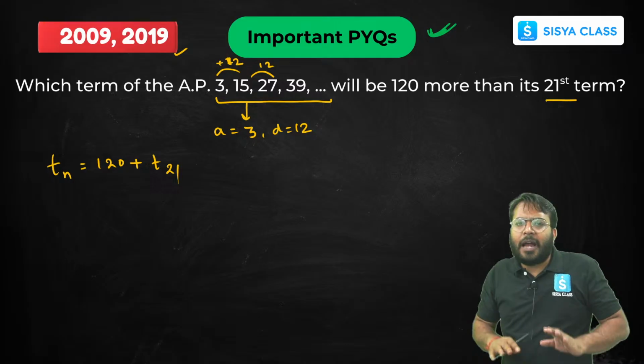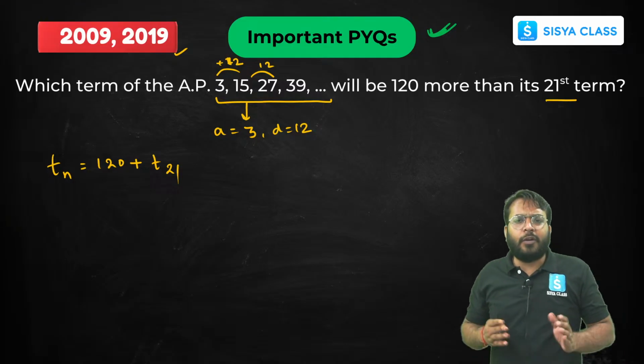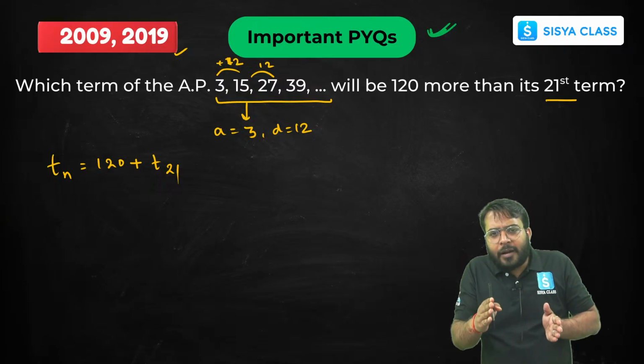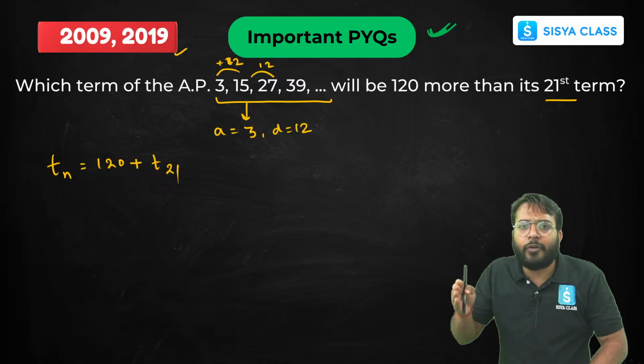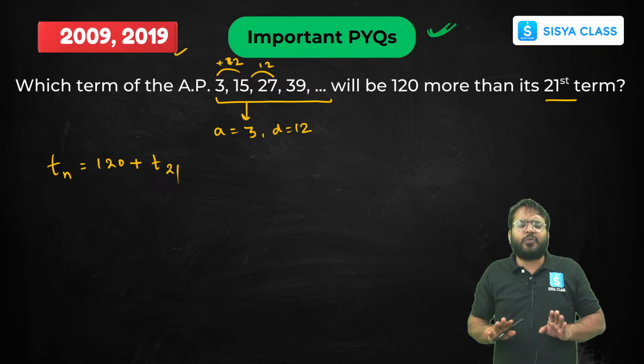I don't know what that nth term is, n की वैल्यू क्या है वही तो मुझे find out करना है. I don't know what n is, okay. So the nth term is 120 more than its 21st term. All right, I have just written it as it is. Now we just have to substitute our formulas and get our n value.